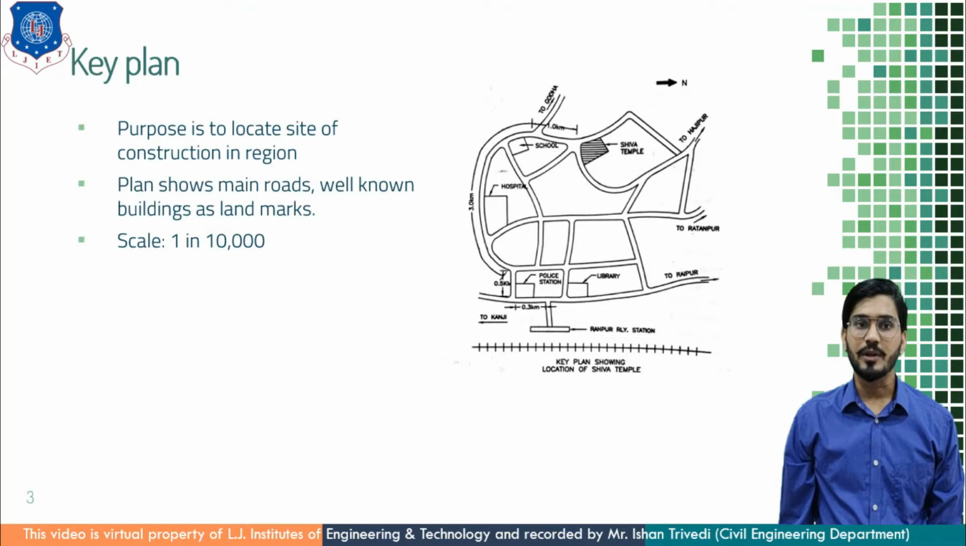It is designed for the location of the site of a construction in any region. The key plan is referred to in order to reach the site location. This plan shows main roads and well-known buildings as landmarks, and the scale of this key plan is 1 in 10,000. It also shows important features like surrounding properties for reference.